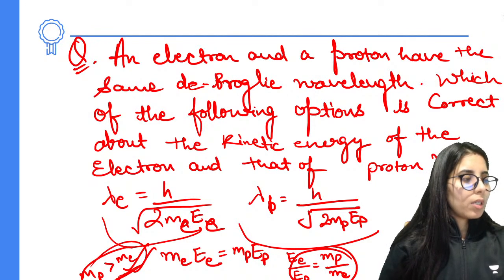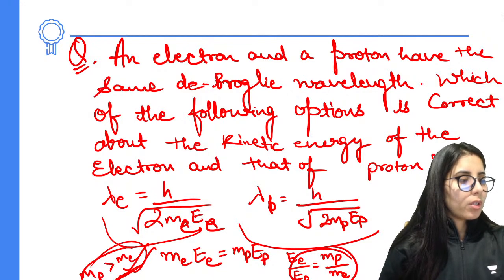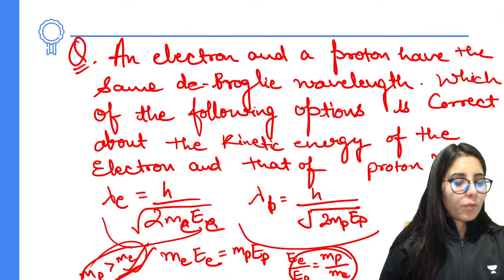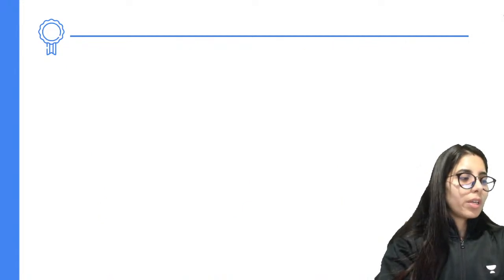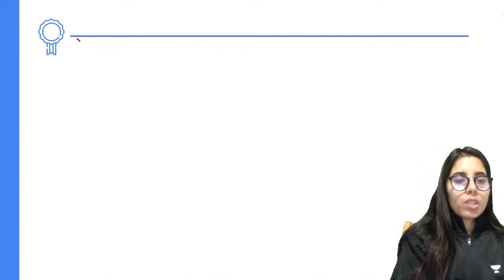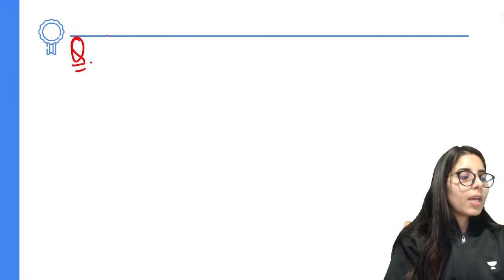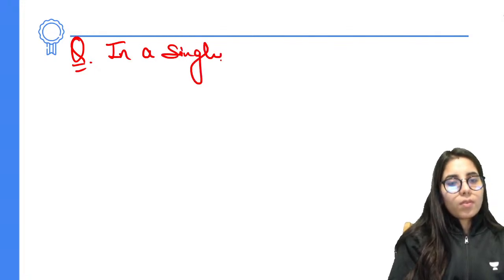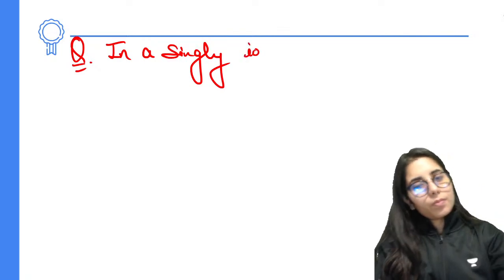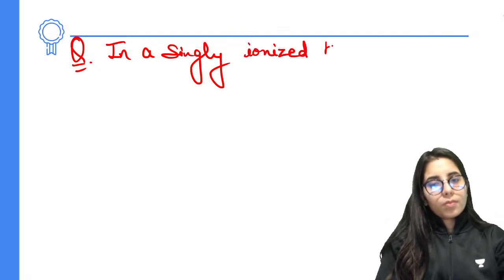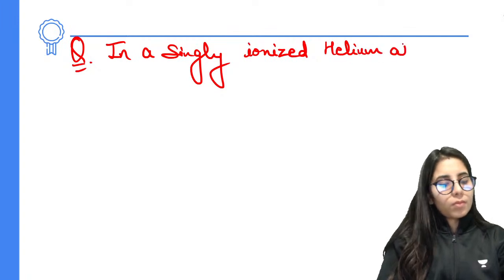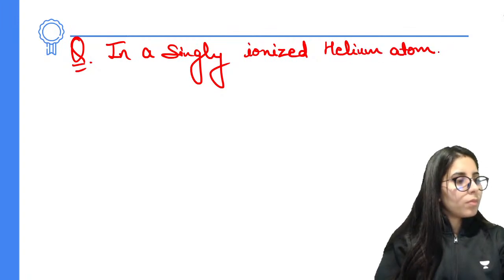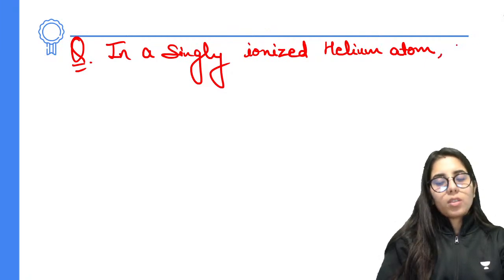Now next, most of the questions are from one section here. Initially we had some nuclear physics, and now we are having mostly atomic and other sections. Next is, in a singly ionized helium atom, the electron is in the third orbit.